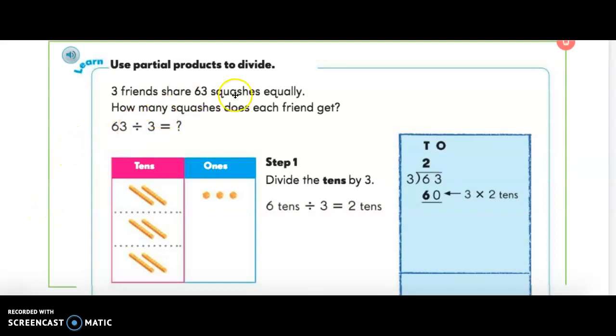So three friends share 63 squashes equally. How many squashes does each friend get? So we're going to go back and forth between these two areas. Step one, we talk a lot about steps. Step one is going to be starting by dividing the tens. Typically when we've done addition and subtraction and multiplication, we always start in the ones. Now this is going to be a little different because we are going to be starting at that left place value. Now if it was 3 digits, we would be starting at our hundreds, but since it's only 2 digits, we're going to be starting at our tens. So that's how this differs off the bat.